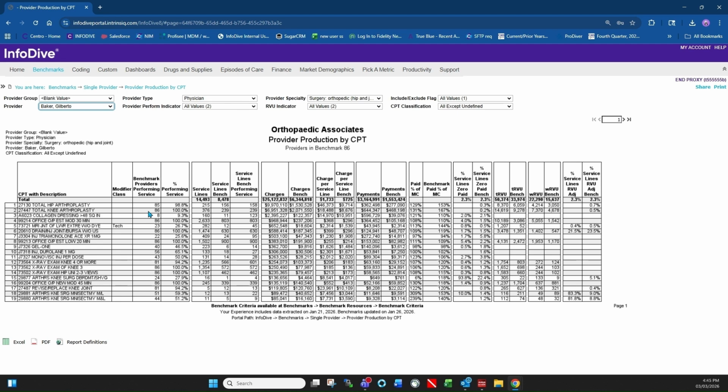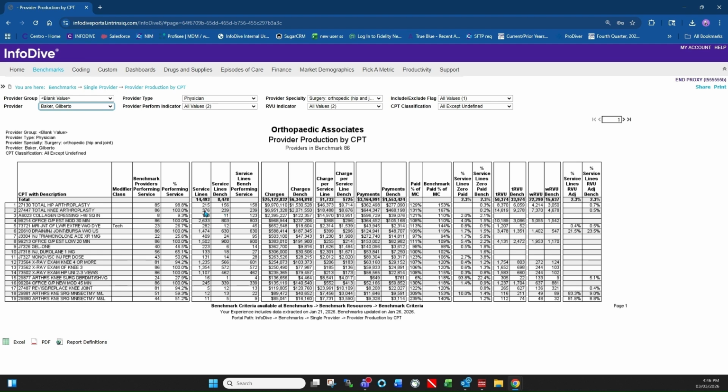You would expect to see 27447s, which is a TKA or total knee arthroplasty, being performed by all of them. It does give you the percentage of breakdown for those providers. And then over here, it gives you the service lines for the provider that we are looking at versus the providers in the benchmark, and then the ones that are performing the service.